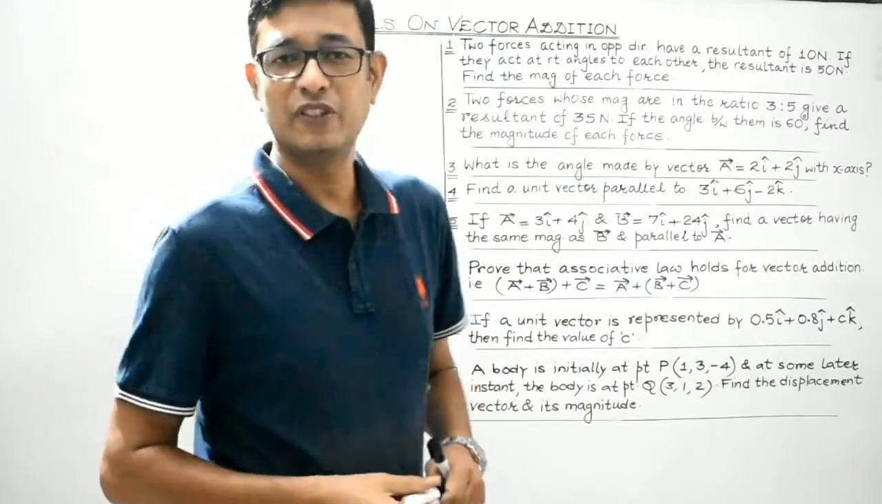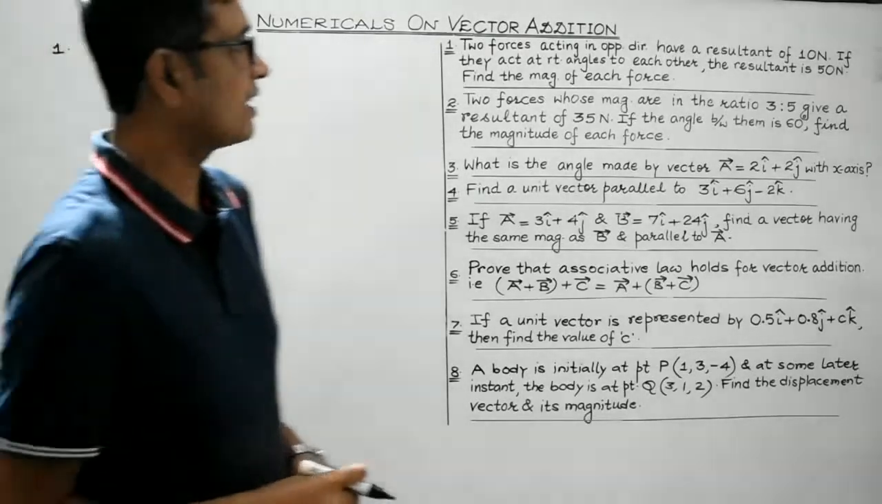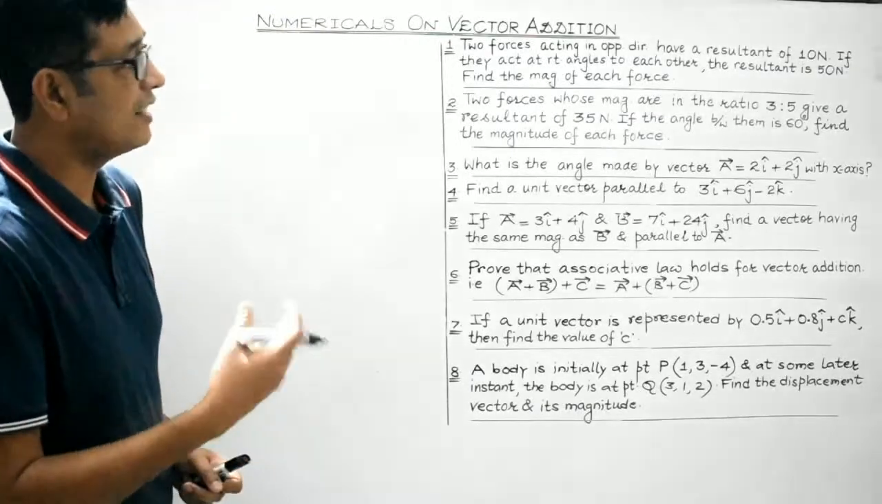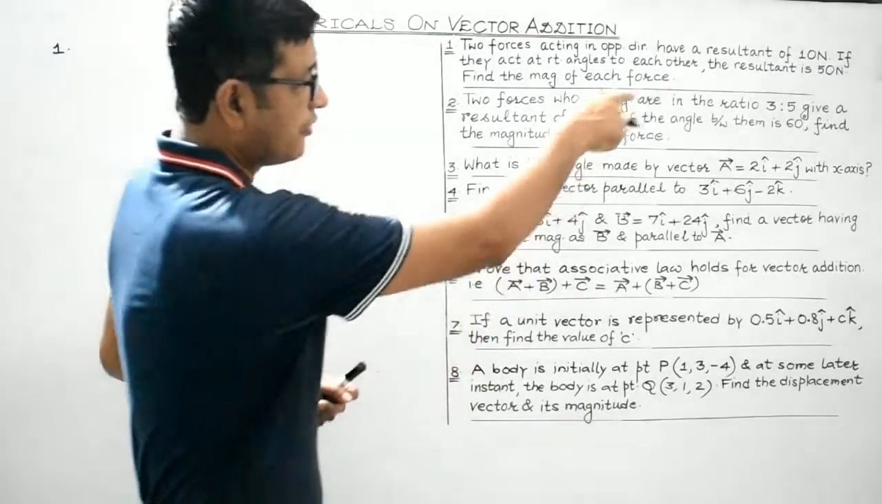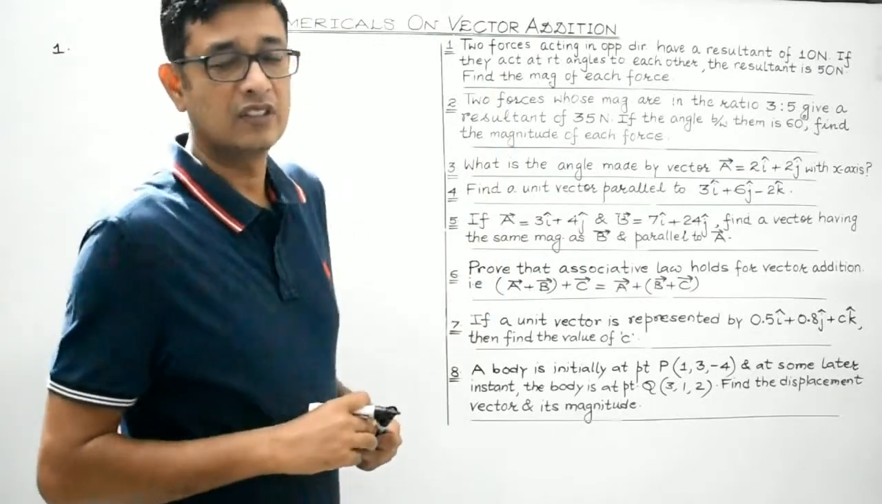So, let's start with the first question, students. First question is, two forces acting in opposite direction have a resultant of 10 Newton. If they act at right angles to each other, the resultant is 50 Newton. We are supposed to find out the magnitude of each of the two forces, right?